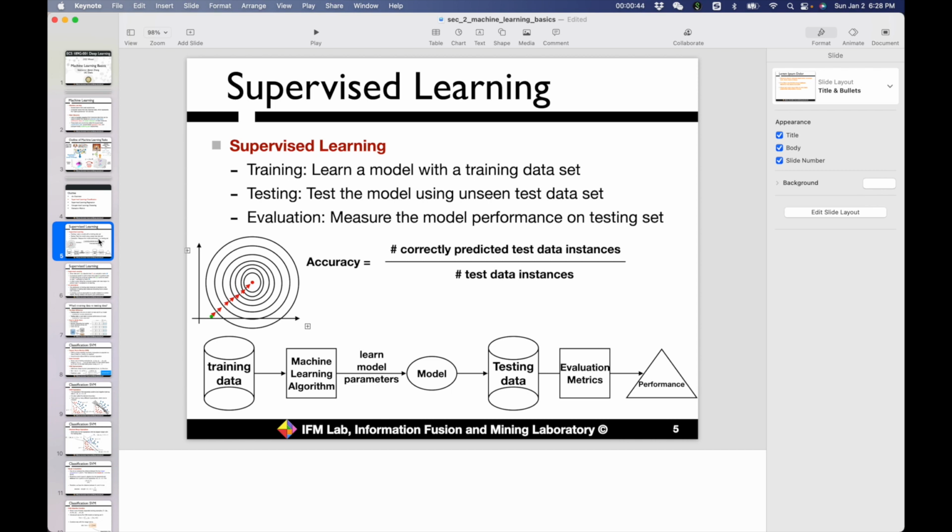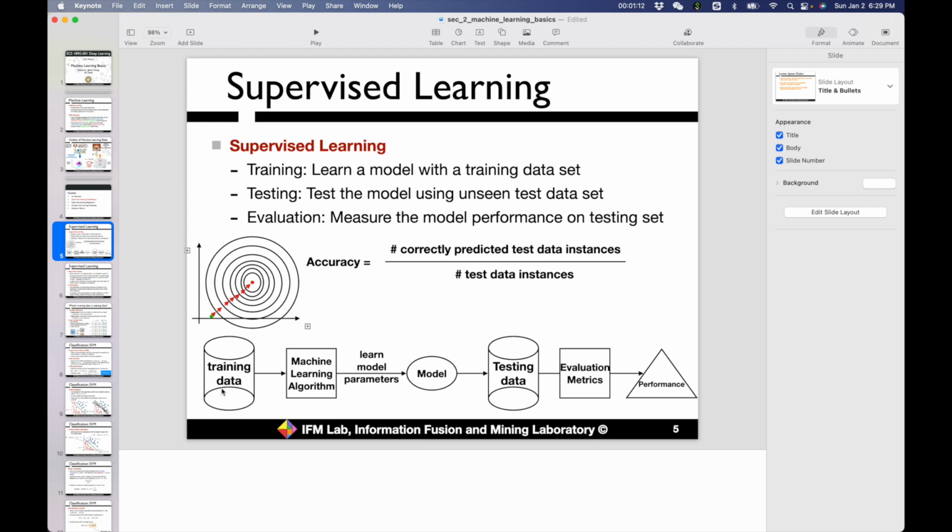So you can see, in supervised learning, we have several stages. We have training. Training denotes we learn a model with a training data set. We also have testing. Testing means we test a model with some unseen testing data set. We also have evaluation. Evaluation means we measure the model performance based on the testing set. So here is part 9.